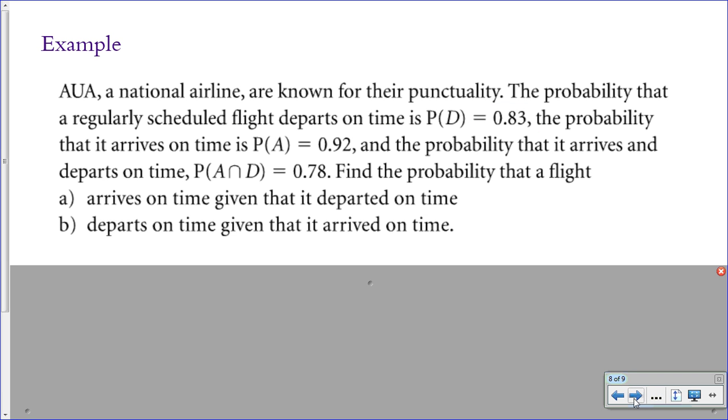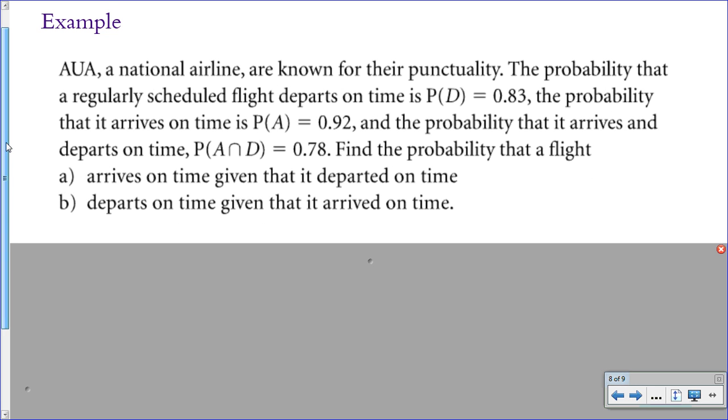Here we just have some pure probabilities given. So rather than any numbers or data, they just give us probabilities. Probability of D is 0.83. Probability of A is 0.92. And the probability of A and D, so the intersection, is 0.78. And then this asks us to find 2 different conditional probabilities, A given D and D given A.